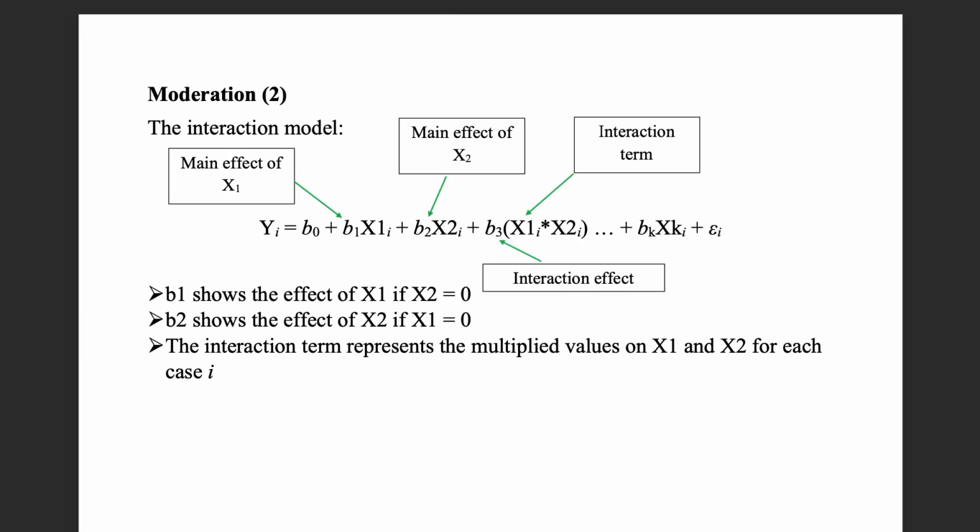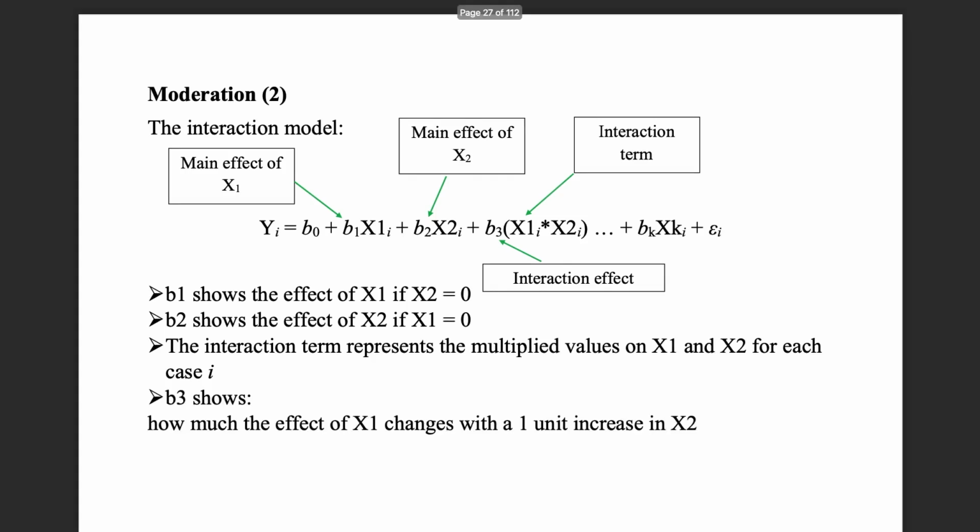And then the most interesting part will be the B3 coefficient. This is the coefficient that gives us the interaction effect, because it's the coefficient for our interaction term. And that tells us by how much the effect of x1 changes with a 1 unit increase in x2. So how much does the slope coefficient that represents the effects of x1 change with a 1 unit increase in x2? Now we are letting the slope coefficient of x1 depend on the values of x2, because we have a moderation interaction model where we say, well, we expect that the effect of x1 depends on the value of x2.